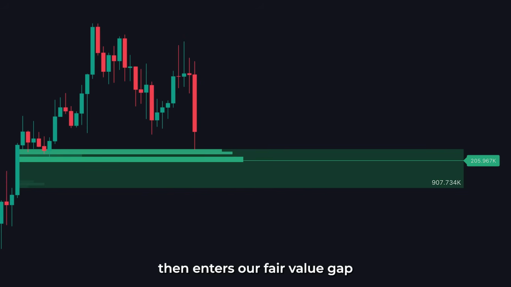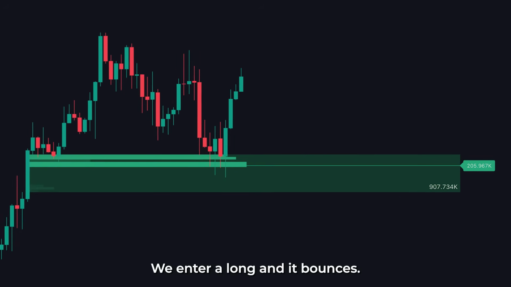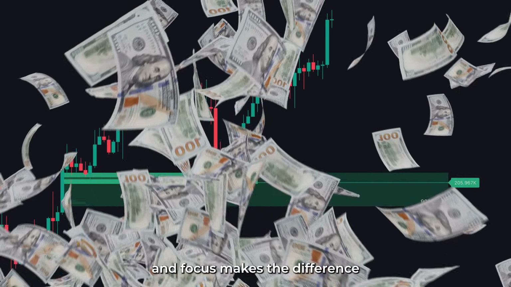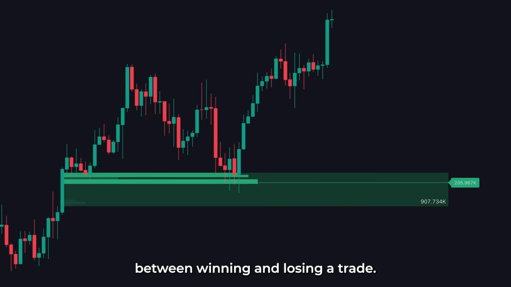The price then enters our fair value gap and touches the POC perfectly. We enter a long and it bounces. Having this level of detail and focus makes the difference between winning and losing a trade.